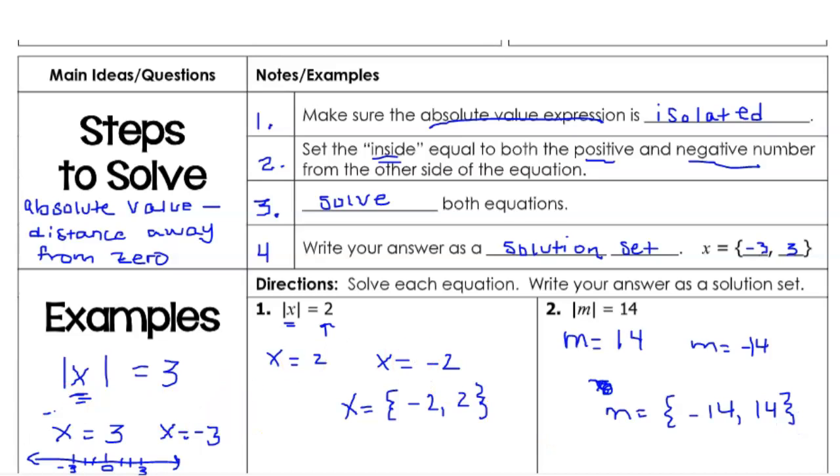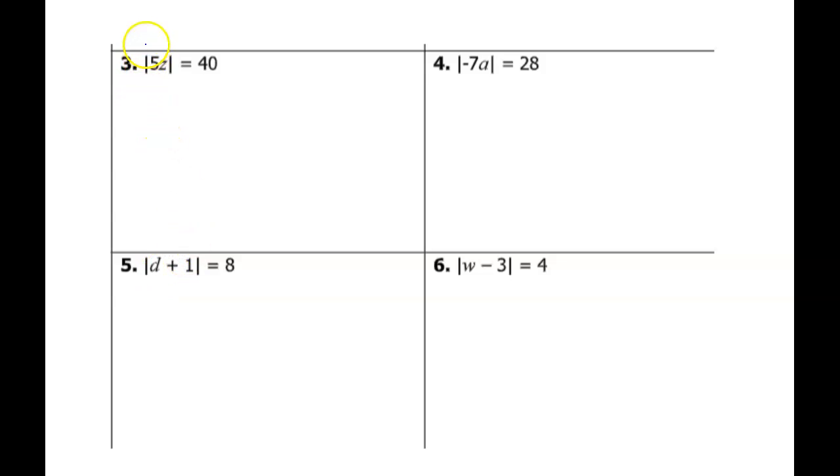I'm going to put this on pause. Okay, so let's look. We go through each step. Step number 1 is to make sure the absolute value is isolated. It is isolated. It's by itself. Step number 2 is set what's inside the absolute value equal to the positive and negative of the outside. So the inside of the absolute value is 5z. I need to set that equal to 40. And then I also need to set 5z equal to -40. Okay?